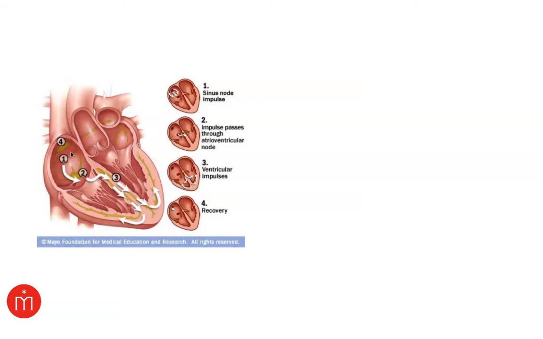So electrical signals in a normal heart will start up in the SA node, up in the atria, can be conducted down to the AV node that lies between the atria and the ventricles, and then from there it'll be conducted to both ventricles in a coordinated fashion so that they can contract effectively, pushing blood out to the lungs or to the systemic circulation.